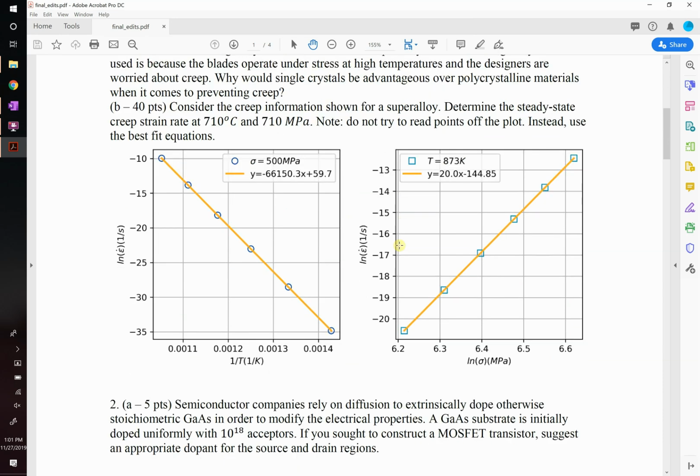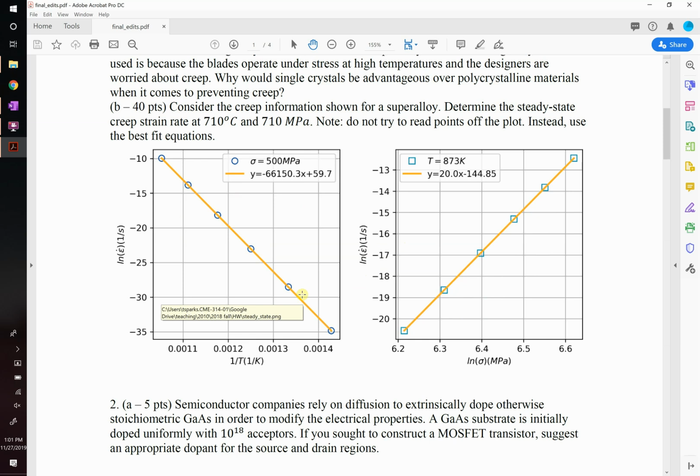Next one says, consider the creep information shown for the superalloy. Determine the steady state creep strain rate at this temperature and that stress. And I say note, do not try to read points off the plot. Instead, use the best fit equations. If you try and read them off this plot, it's easy to get it wrong, especially if they're plotted on natural log axes. Well, actually, these are linearized, but still, instead of reading points off the plot, I explicitly say to use the equations. I've given you best fits for both these things.